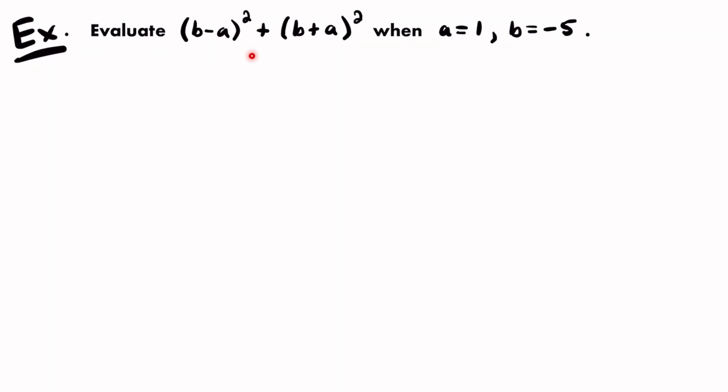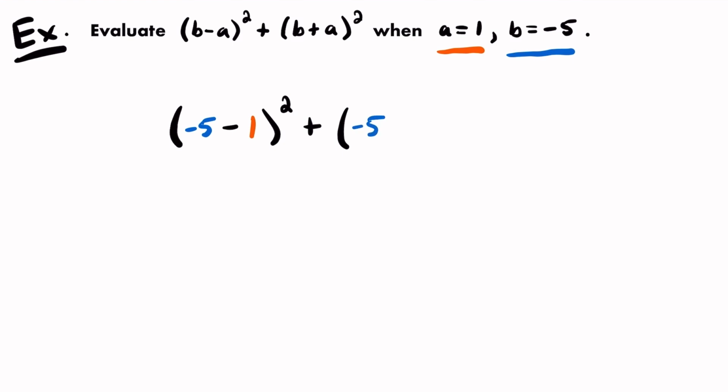Here we want to evaluate another variable expression. We have the quantity b minus a squared plus another quantity of b plus a squared, and we want to evaluate it when a equals 1 and b equals negative 5. We're going to replace every a with 1 and every b with negative 5. So let's do that here. We will have b, which is negative 5, minus a, which is 1, and that quantity will be squared, and then we will add it to b, which is negative 5, plus a, which is 1, and square that.